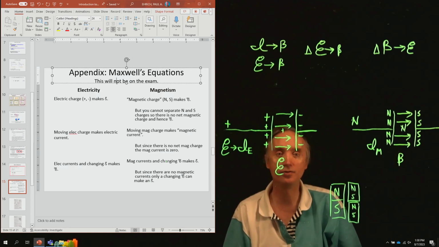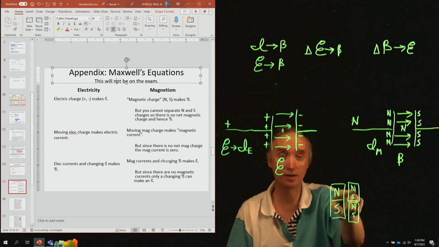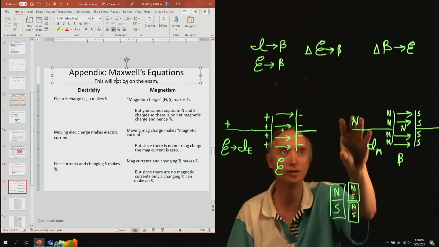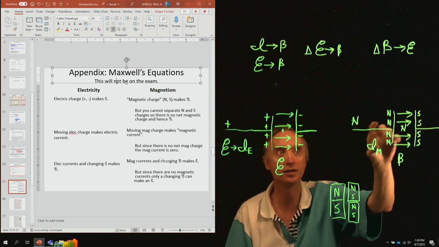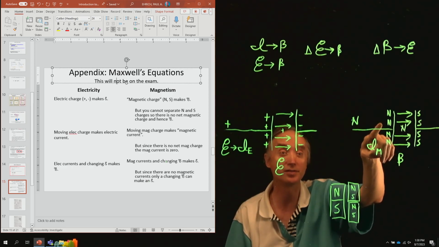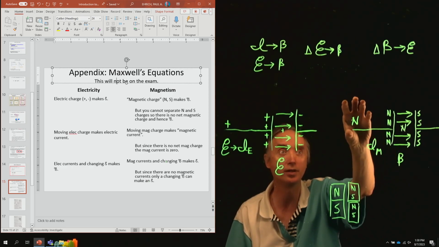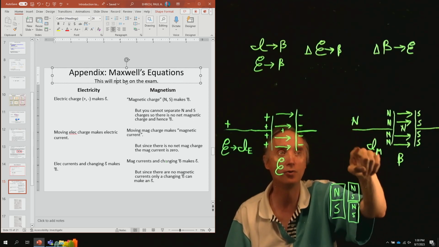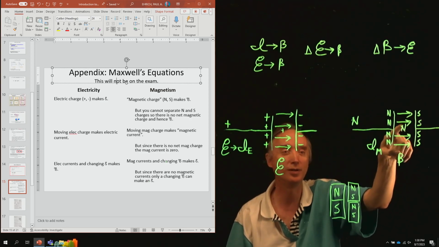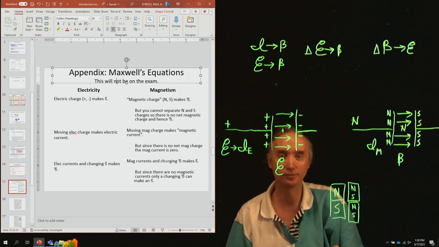But since you cannot separate a north and south pole, as we just figured out here, there is no net magnetic charge and therefore no magnetic field. So you can't really make this, because for every north pole that would be traveling in the wire, there'd be a south pole to go with it, and so they would cancel, so there'd be no magnetic current. And similarly, in here, there would be no net magnetism.